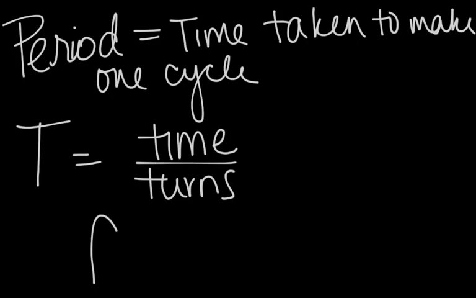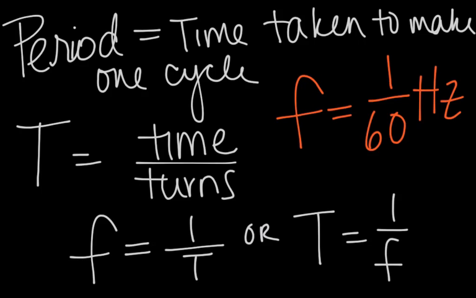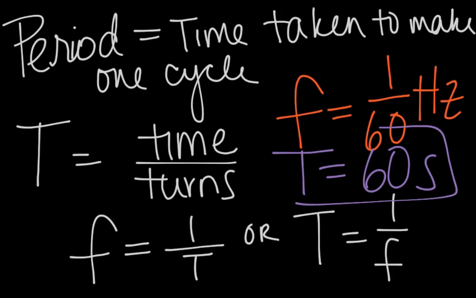So what you see is the frequency is equal to 1 over T, or T equals 1 over F. This is a very important relationship that you should know. So the period of the second hand of an analog clock, if we found that the frequency of the analog clock is 1 over 60 hertz, the period of an analog clock is 60 seconds, and period is measured in seconds.